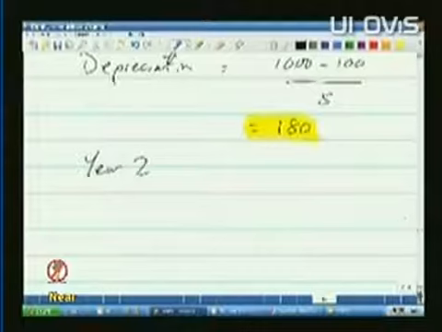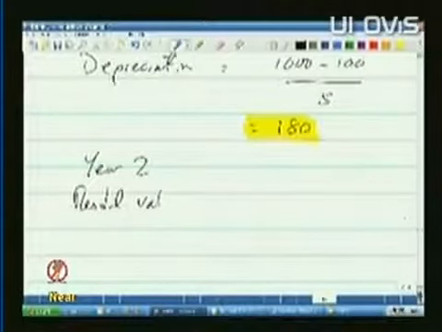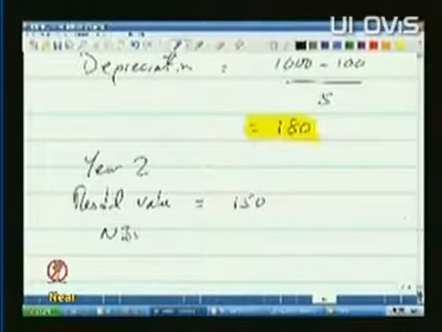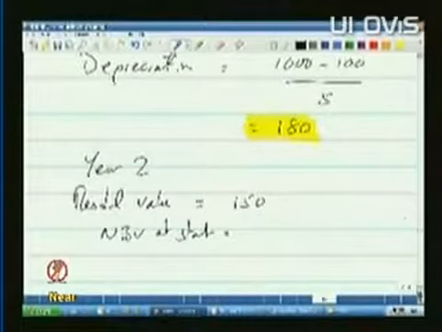Now, this particular asset has suddenly become quite popular. It's a bit retro, it's what people are looking for, so therefore all of a sudden the residual value of this asset is now 150. So it was 100, it's now gone up to 150. Therefore, in year 2, my net book value at the start of the year, well, if it was 1,000 to start off with and I've charged 180, is 820.